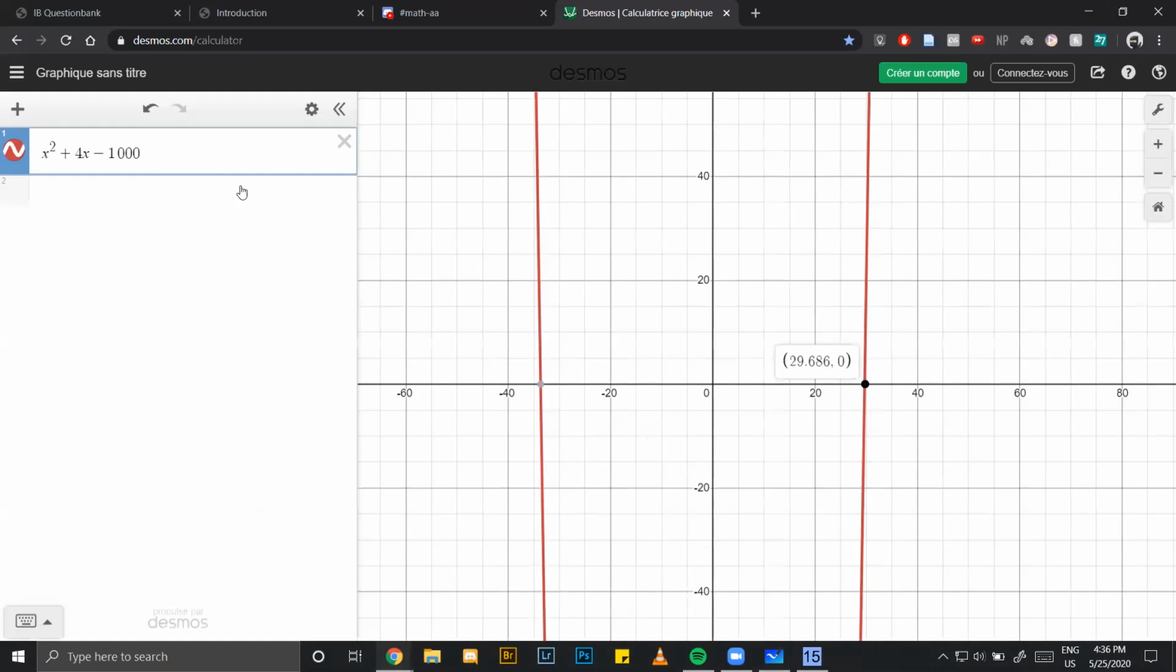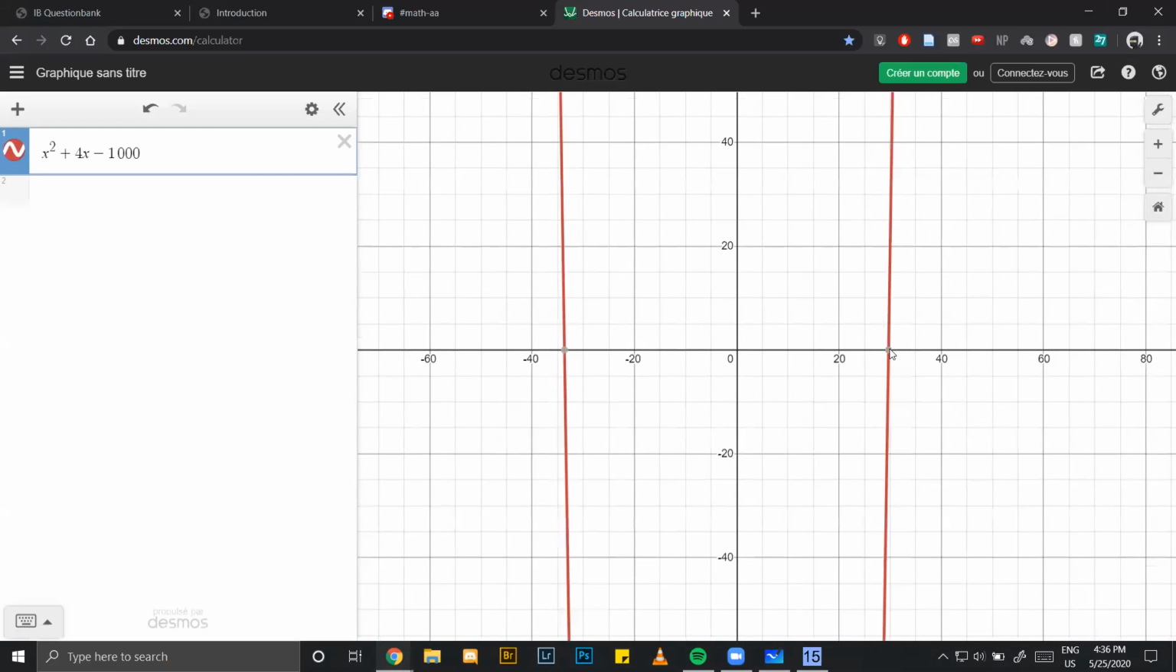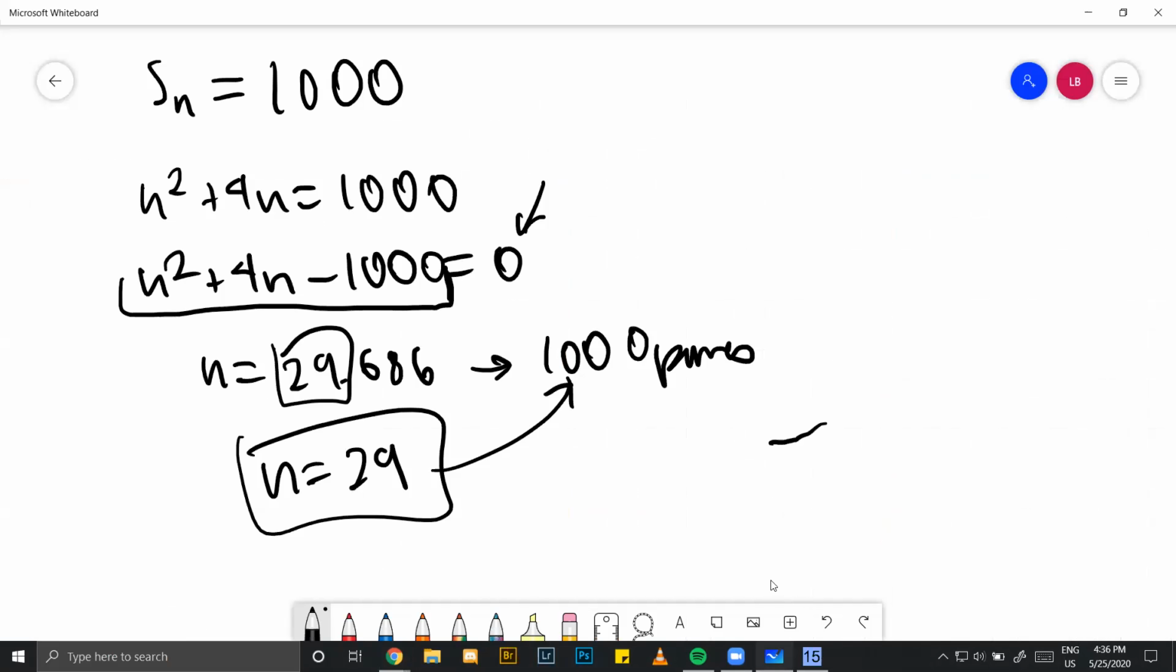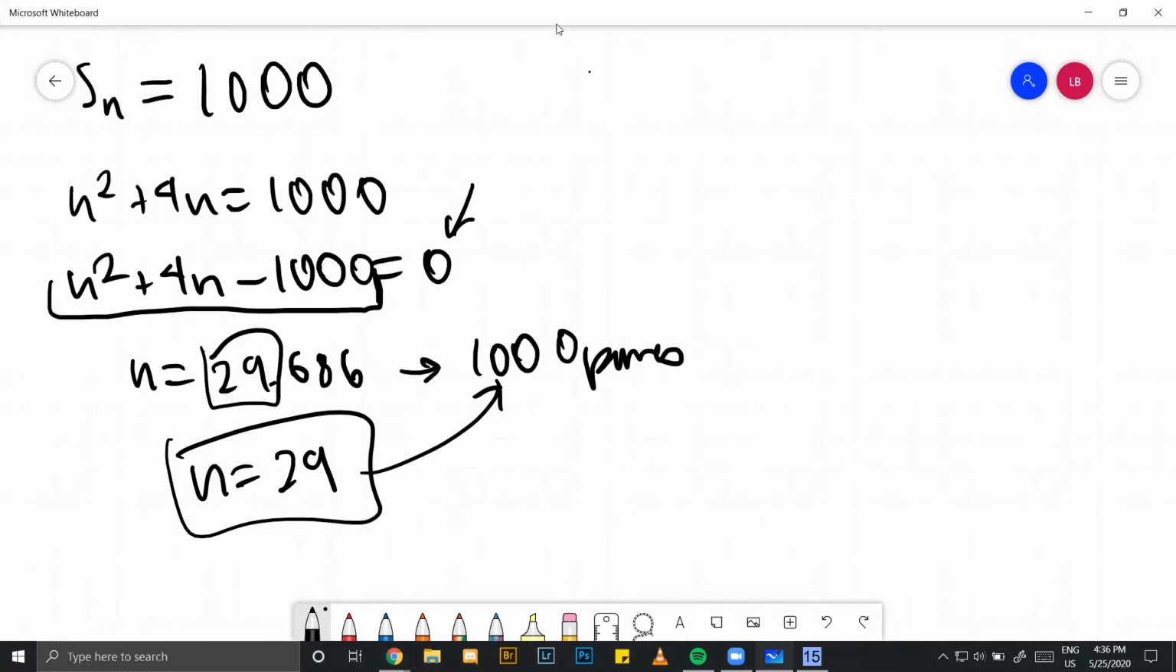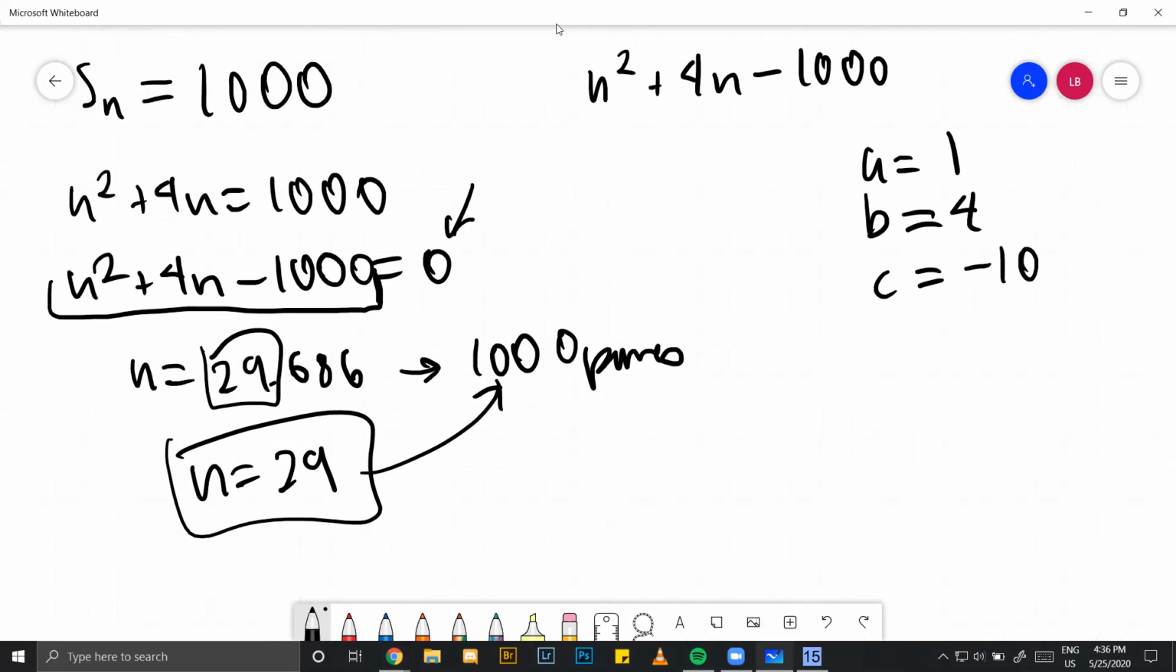Again, to solve for this function, you plug this into your calculator and solve for the zero using here. Alternatively, if this is a paper 1 question, which I doubt it would be, you would need to use the quadratic formula. So if you have n squared plus 4n minus 1,000, you know that a is equal to 1, b is equal to 4, c is equal to negative 1,000. Then you can use the quadratic formula, which is x is equal to negative b plus or minus square root of b squared minus 4ac over 2a.